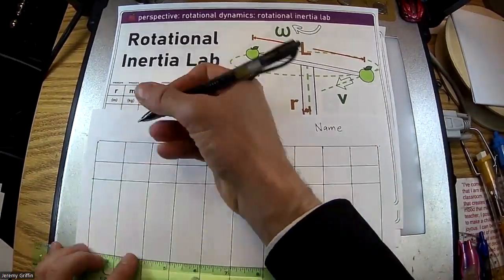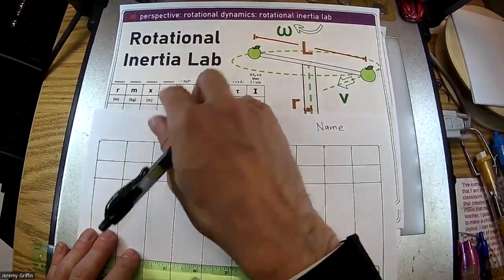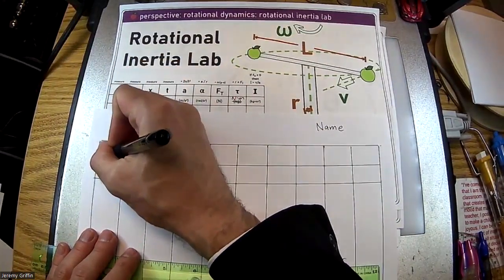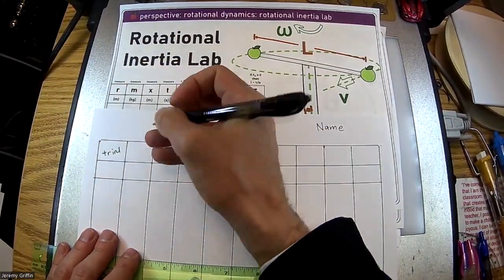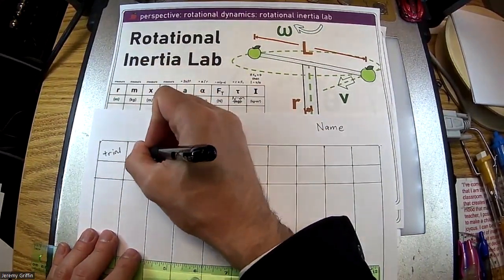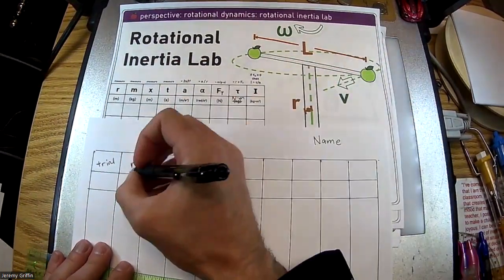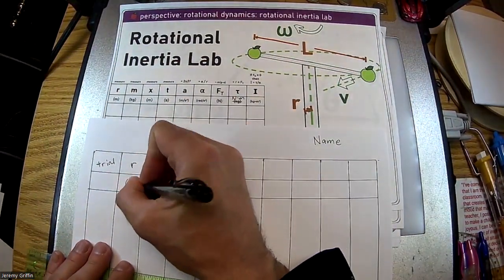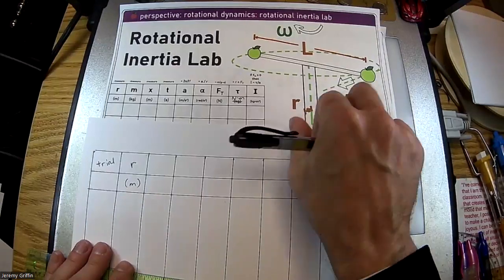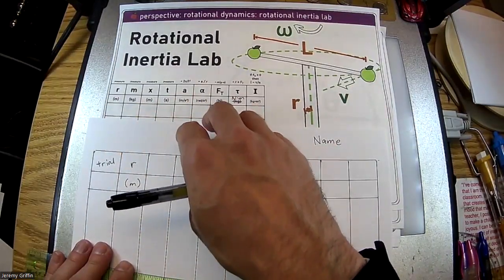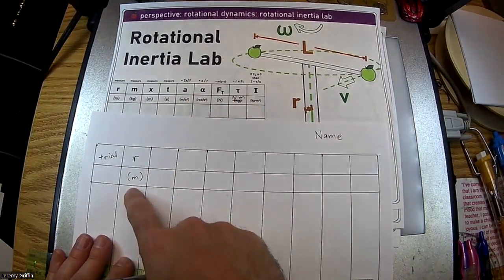Now I'm not going to exactly copy this down. I'm going to modify it a little bit. So let's do different trials. Let's do what's the radius of that central pipe in meters. Although it's only a little over a centimeter, I want all my values in base SI units, so meters in this case.